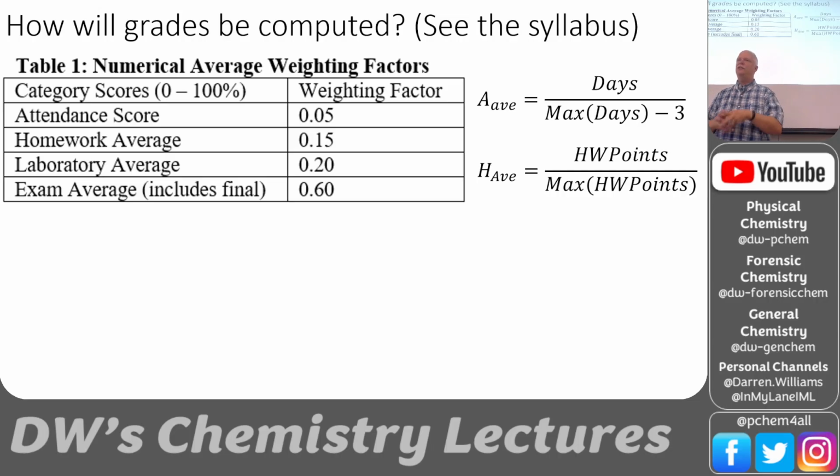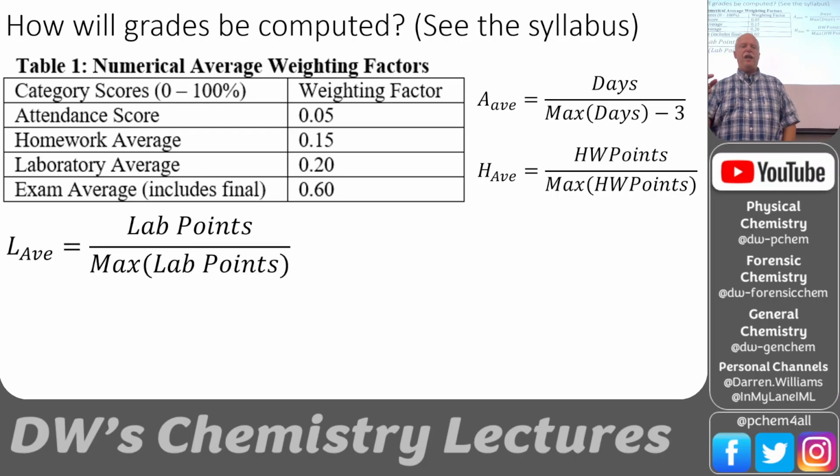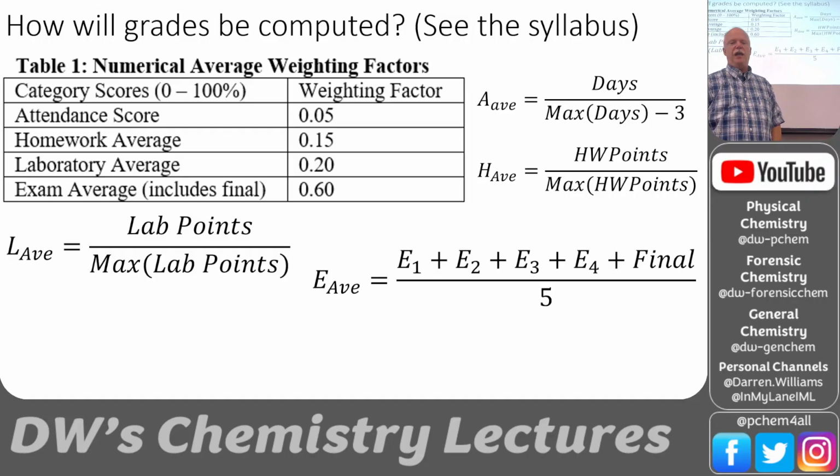Your homework average is the number of points you have divided by the maximum number of homework points that anybody got. And then the same with the lab points. Maybe there's an assignment on there that no one ever got a perfect score on. You could say it's a way of curving the grades a little bit. So your points divided by the max number of lab points. And then the exams, there's 4 exams plus the final. They're all equally weighted, and so this is your exam average.